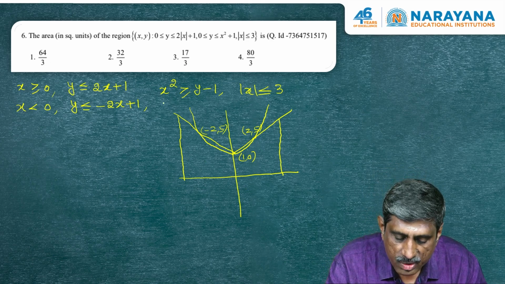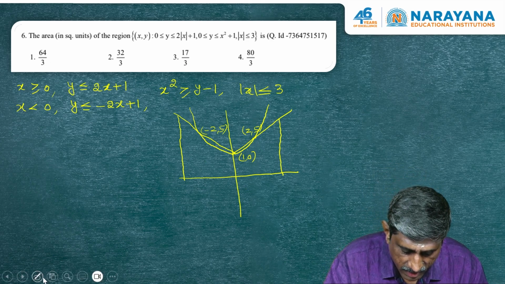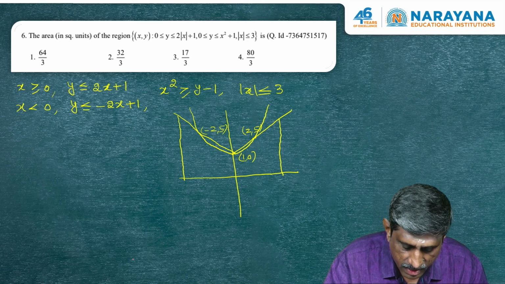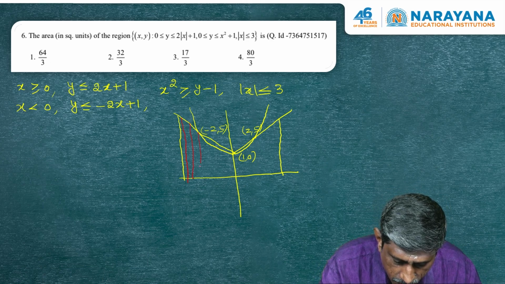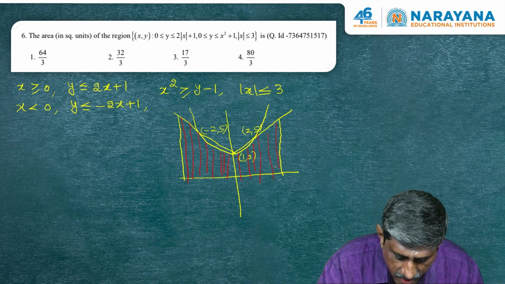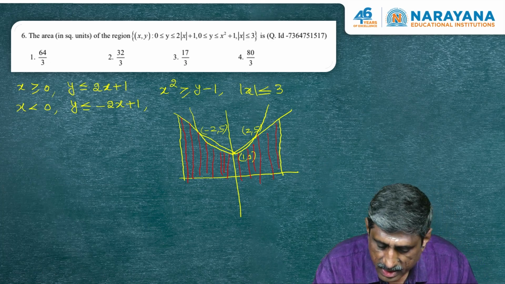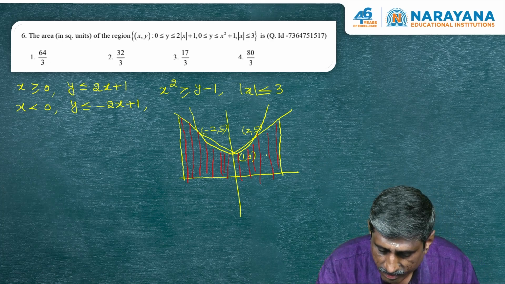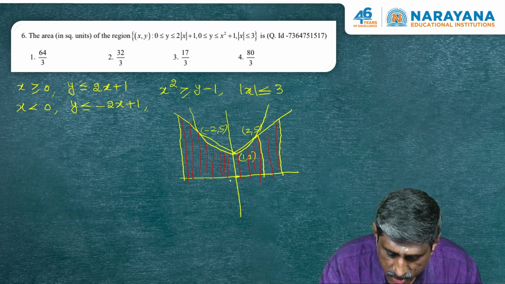And because x² ≥ y − 1, if we identify, let us say for example, this region, let us identify with a red line, we are asked to find the area of this region. Now let us do one thing: let us find the area of the region only on the right side of the y axis and multiply that with 2. So for that, let us take up this line, and here up to 2, this is 0 to 2.